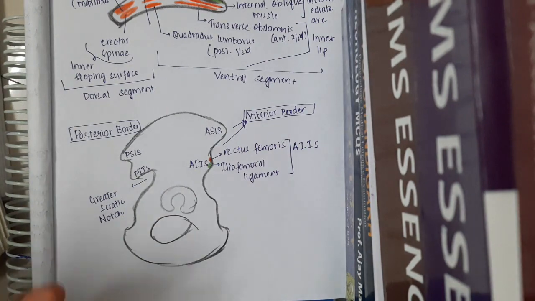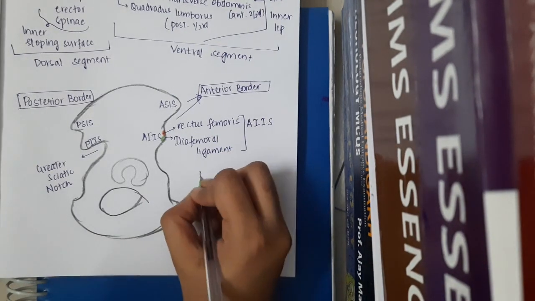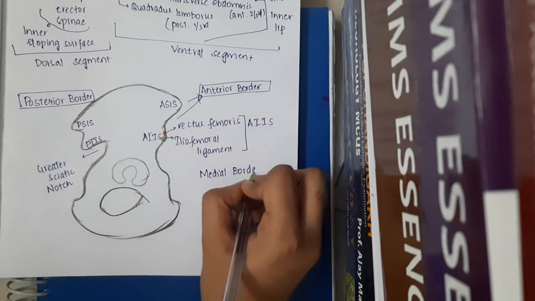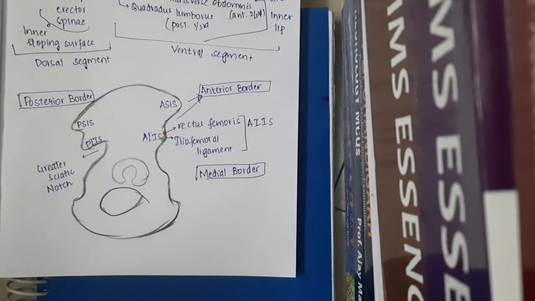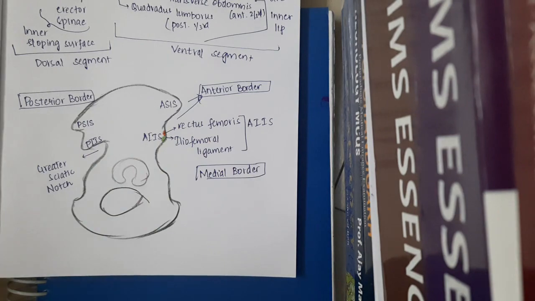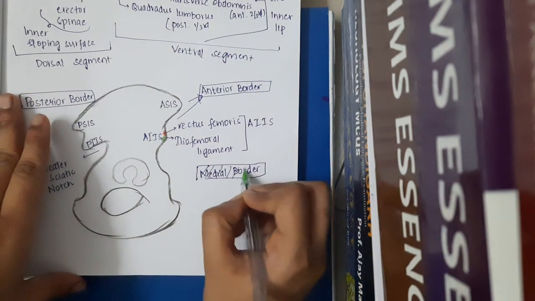Then you will have to know about the surfaces of ilia. So we have learned there is also medial border. I'll just write here because if any question is asked, it will become easier. Okay, there will be medial border also. Let me draw this medial border also, not clearly, but I can give you an idea. I'll draw in the other diagram. You can see the medial border.